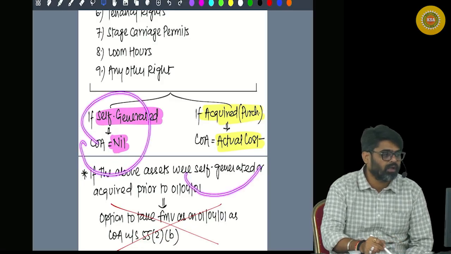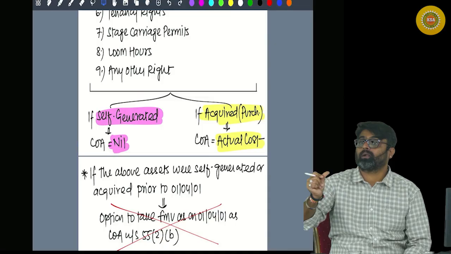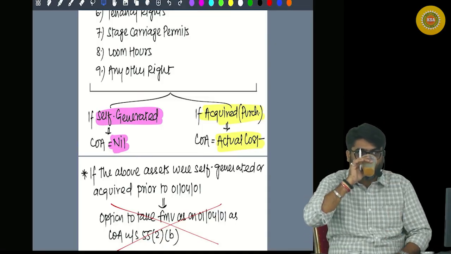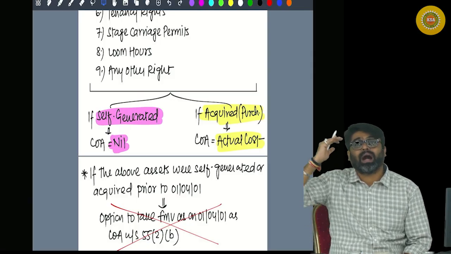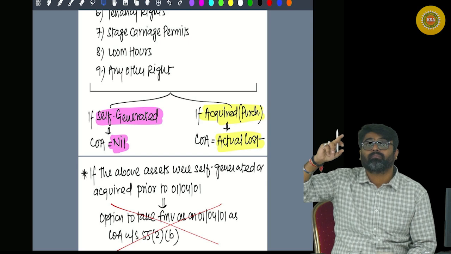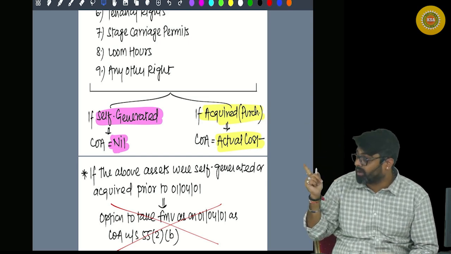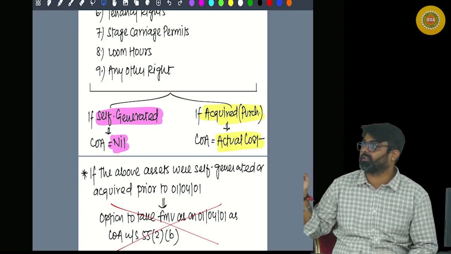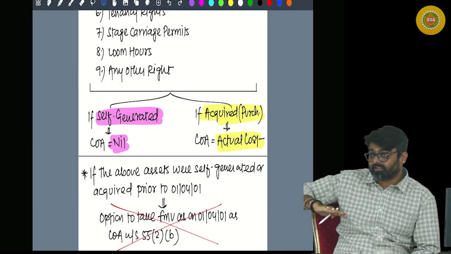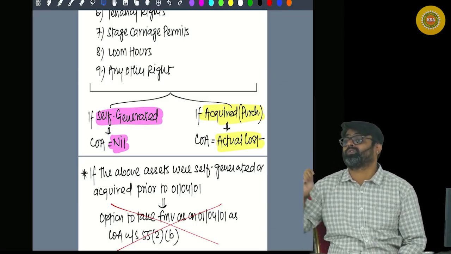What is cost? Nil or actual cost. You are going to get the indexation benefit. Getting my point? But if the date of transfer is on or after 23rd July, try to identify where I am: full value of consideration I have taken, minus transfer expense done, net consideration. Now I am talking about the cost. Cost will be either this or this. Now whether I have to reduce this cost with indexation or without indexation depends on the period of holding.